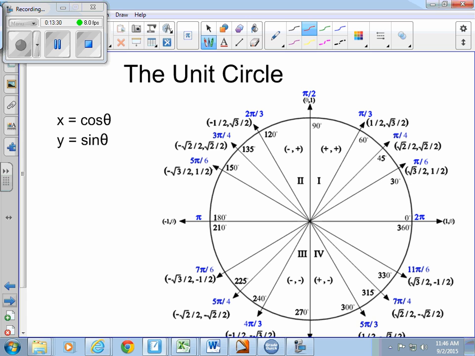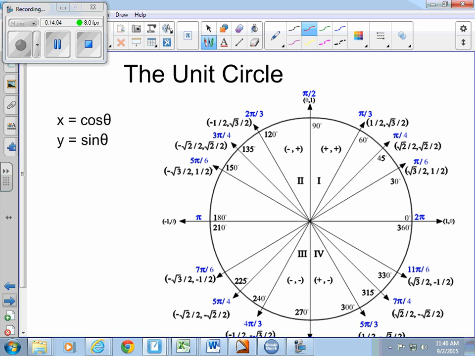So, to summarize: the unit circle is a circle with radius 1, and the x and y values on that circle generate the cosine and sine values of the angles on the unit circle. So that's nice to have. X is the cosine value, y is the sine value. For some reason, people have a really hard time with that. The biggest mistake people make is switching sine and cosine on the unit circle.